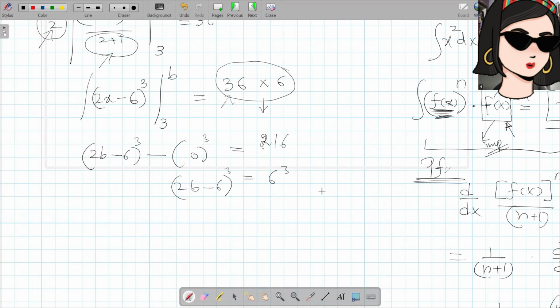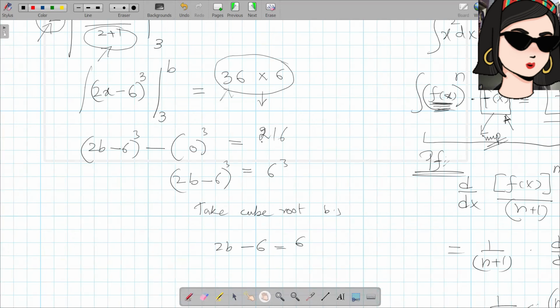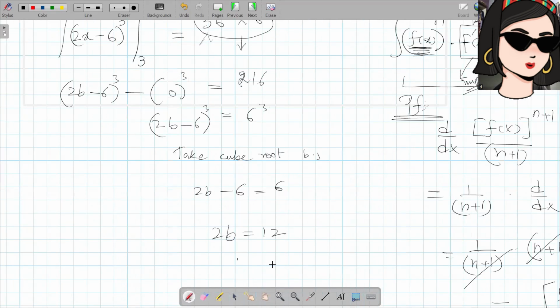So in order to find b from here, we just simply take the cube root on both sides. So 2b minus 6 equal to 6. So 2b will be equal to 12 and b will be equal to 6. Check the answer if it is correct.